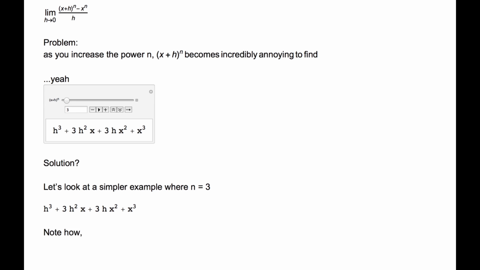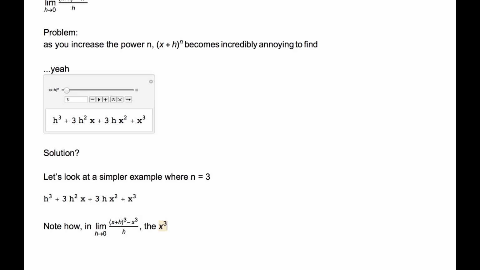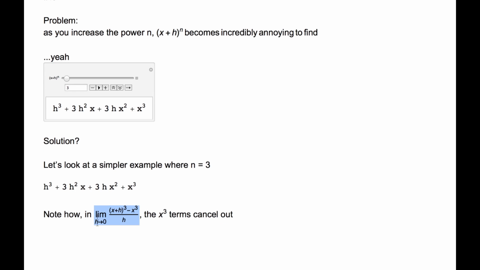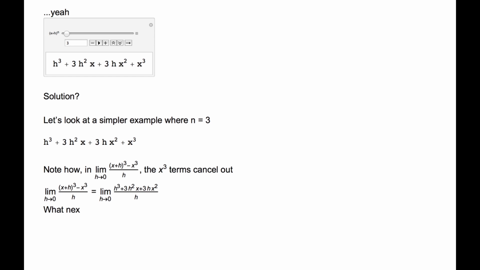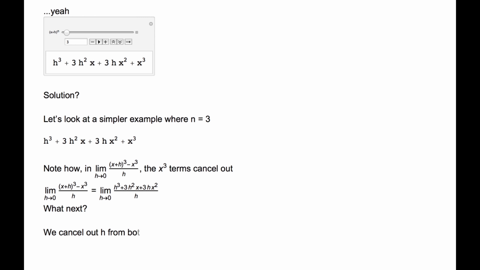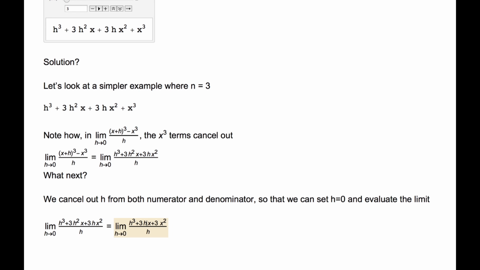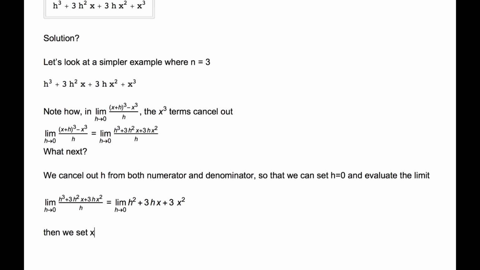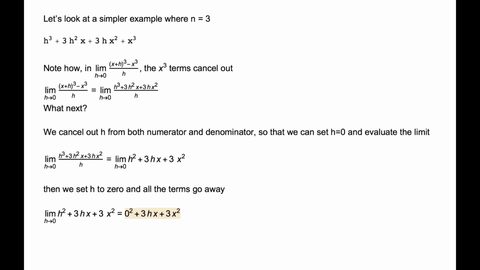And note how when we put this into our limit, the x to the 3 terms cancel out because you've got your x to the 3 as the last term of that expansion, and you've got a minus x to the 3. Okay, so what do we usually do next? Well, we have to cancel out the h from both the numerator and the denominator. So we're just going to go through and reduce the powers of h by 1 for all of these terms, and that way we can set h equals 0 and evaluate the limit. Previously we couldn't do that because that would have given us a 0 denominator and it would have been undefined.